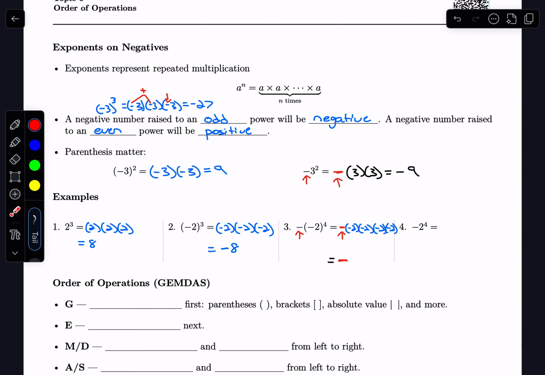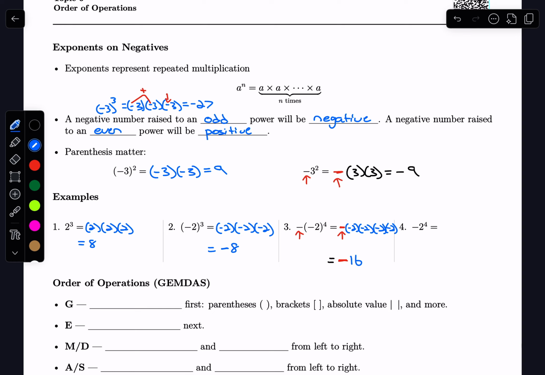So we end up in total with 5 negative signs. So since that's an odd number, one of them stays behind. And then if we work out 2 times 2 times 2 times 2, that gives us 16. So we end up with negative 16 as our result here. So again, just being careful with negative signs.